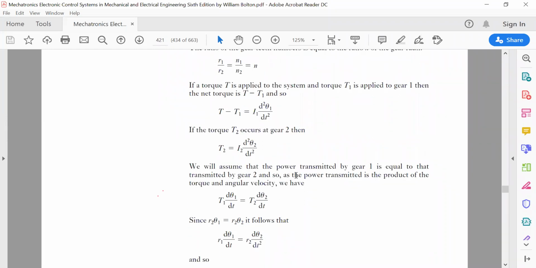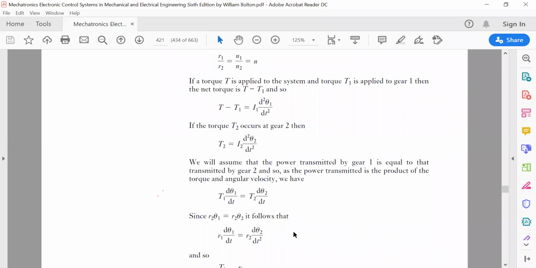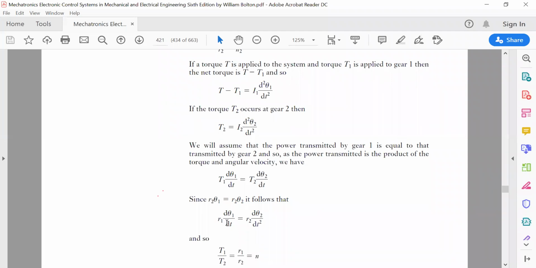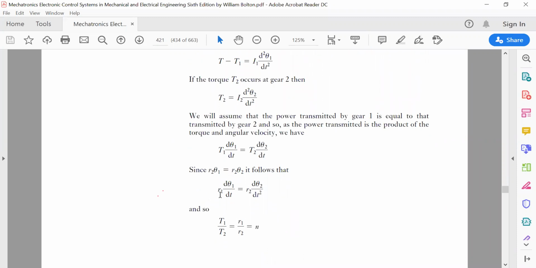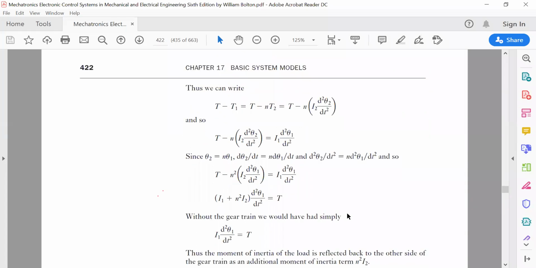Now we will assume that the power transmitted by gear 1 is equal to that transmitted by gear 2, being on the same shaft. If the power transmitted is the product of torque and angular velocity, then we can say that T1 omega1 is equal to T2 omega2. Since R1 theta1 is equal to R2 theta2, we can also write R1 dtheta1/dt is equal to R2 dtheta2/dt. And if we replace this in the previous equation, we get T1 by T2 is equal to R1 by R2 is equal to n.